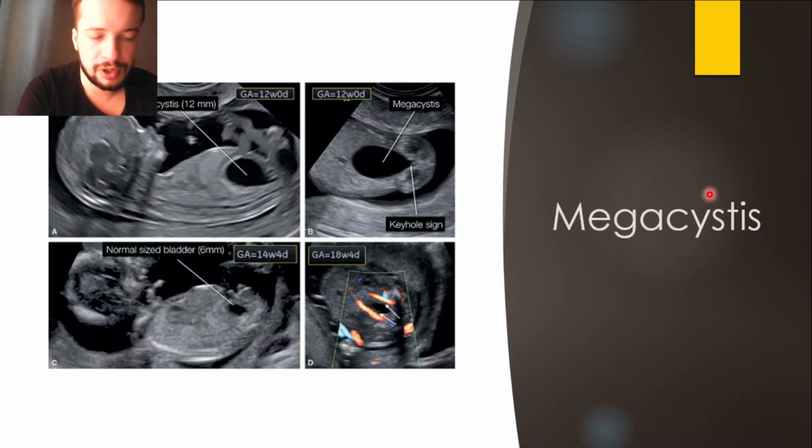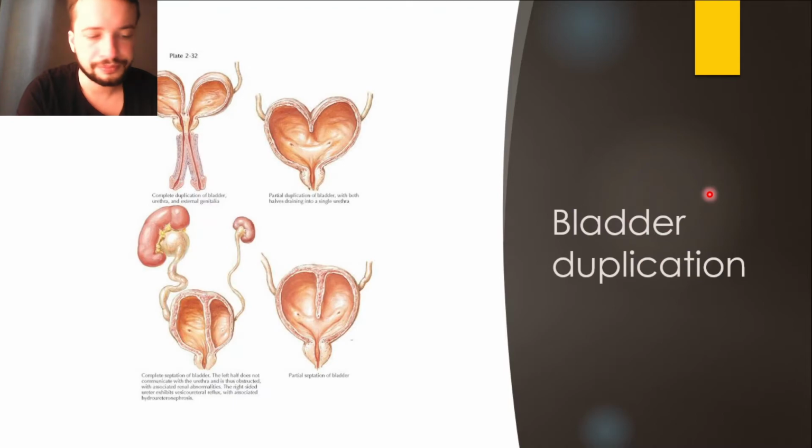Megacystis. Megacystis refers to the presence of an unusually large bladder. Bladder duplication.